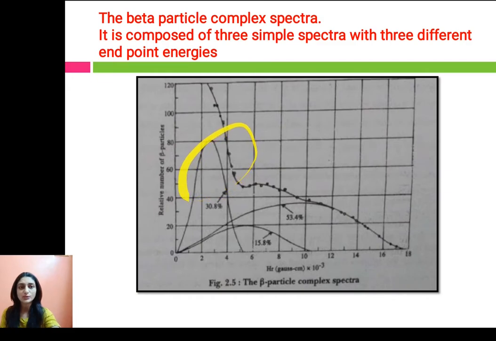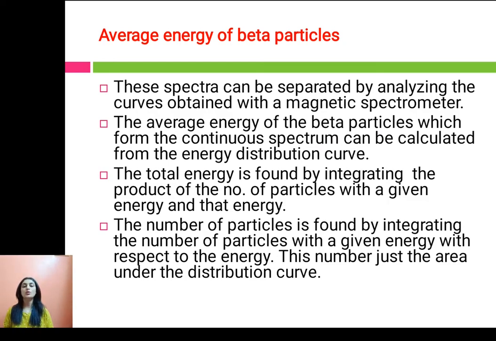Here you can see this is one graph, this is another simple spectrum, this is third simple spectrum. So here you have three simple spectra with three different endpoint energies. This is one endpoint energy, second, and here you can see the third one, right? Now let us talk about what is average energy of beta particles. Now these spectra, we are getting three spectra.